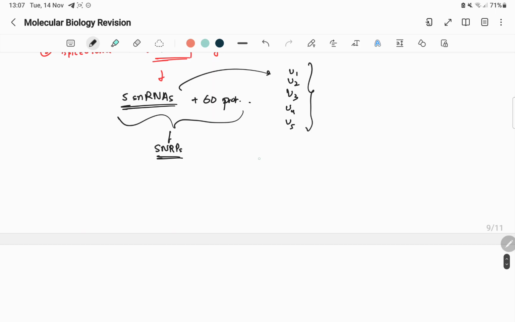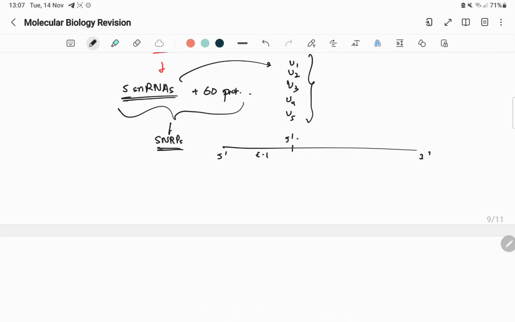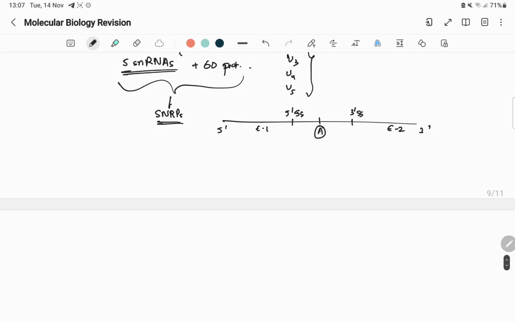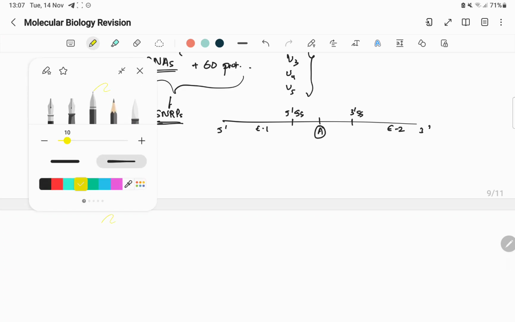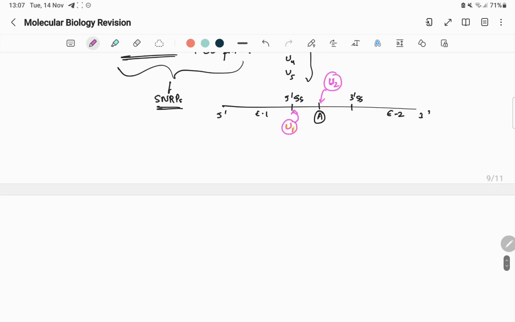So what happens first is that you have the DNA strand like this, 5' and 3' strand. We have exon 1, the 5' splice site, the adenine present over here, the branch site, and the 3' splice site, and exon 2 is there. U1 binds to the 5' splice site, and U2 binds to the adenine site.